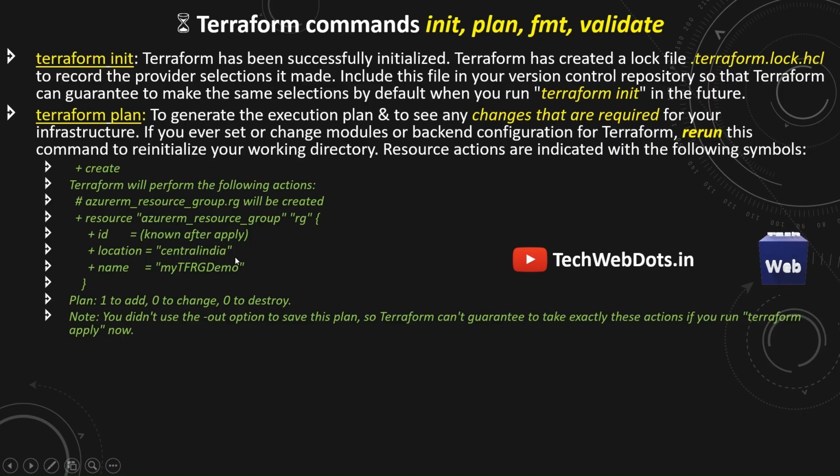Second, Terraform plan. As we discussed earlier as well, it generates the execution plan to see any changes that are required for the infrastructure. If you ever set or change a module or backend configuration for Terraform, rerun this command to reinitialize your work directory. Resource actions are indicated with the following symbols. So plus means create. It means all the plus actions say all these things are going to be added. So Terraform will perform the following actions: adding resource, ID, location, these things, right? And how we confirm: plan 1 to add, 0 to change, 0 to destroy.